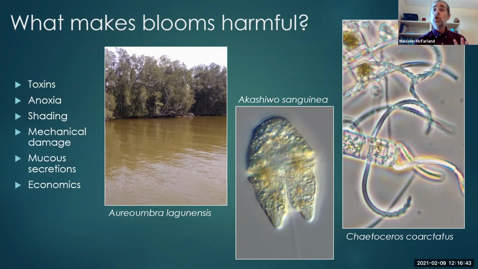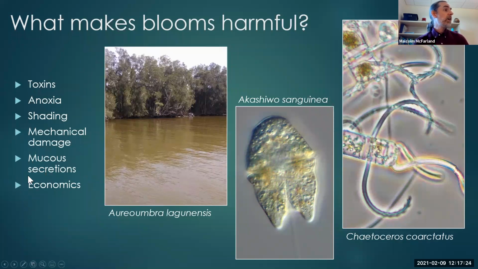Some other unusual ways that they can be problematic is through things like mucus secretions. So some of these organisms, particularly this one in the middle here, this Akashiwa sanguinea, it's been associated with the production of lots of extracellular compounds, basically goo that it extrudes from its cells. And in places on the west coast of the United States, in California, it's thought that this goo actually gets on the feathers of seabirds. It can destroy their waterproofing, and then the seabirds can die from hypothermia.